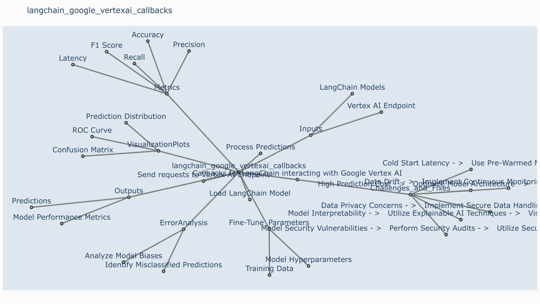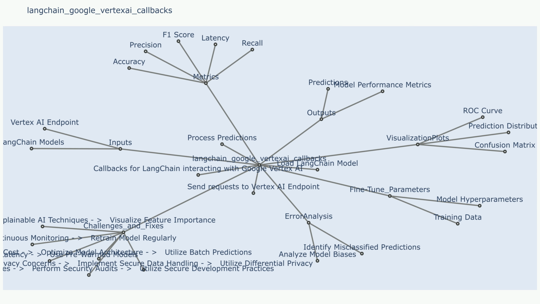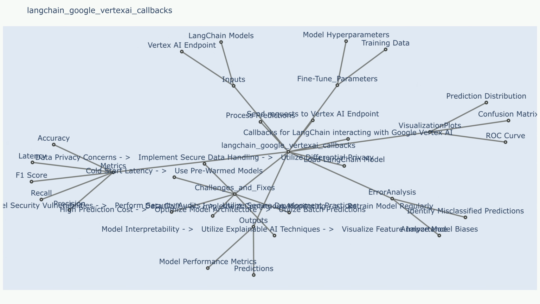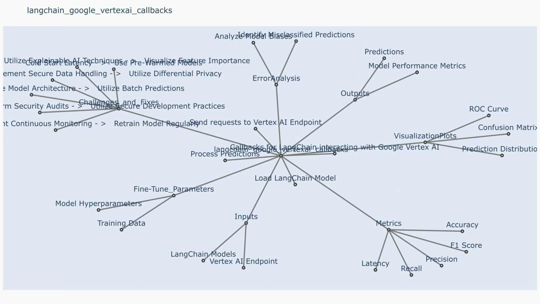Langchain Google Vertex Callbacks. Description: Langchain Google Vertex AI callbacks are a powerful feature that allows you to monitor and debug your Langchain applications running on Google Vertex AI. These callbacks provide real-time insights into the execution process, enabling you to track progress, identify bottlenecks, and optimize performance.